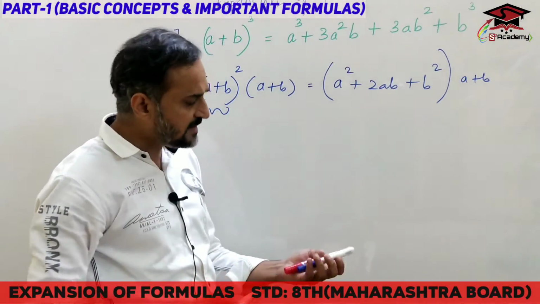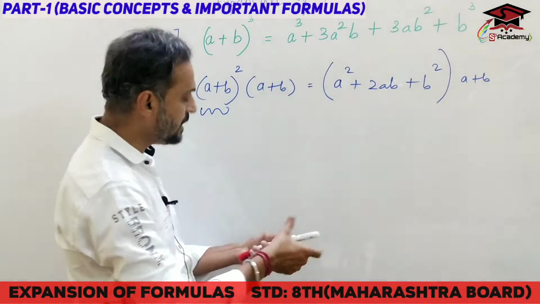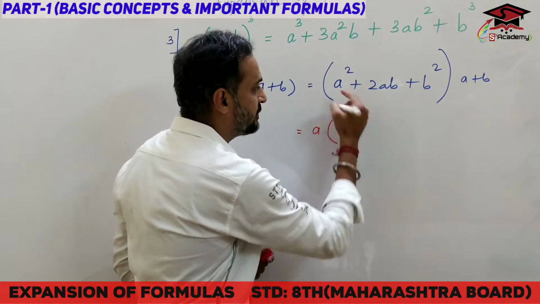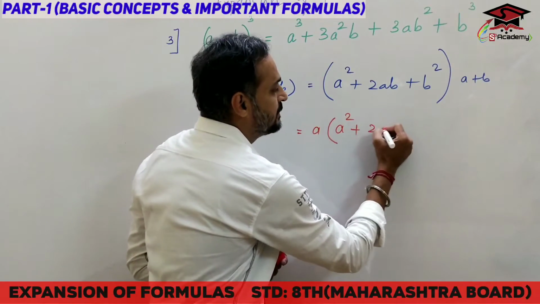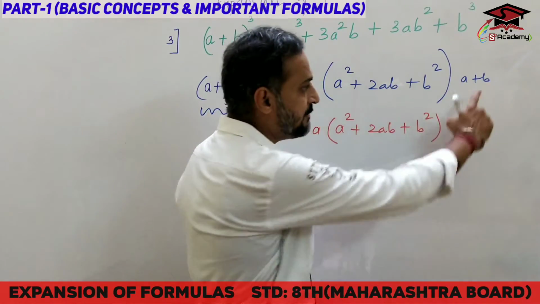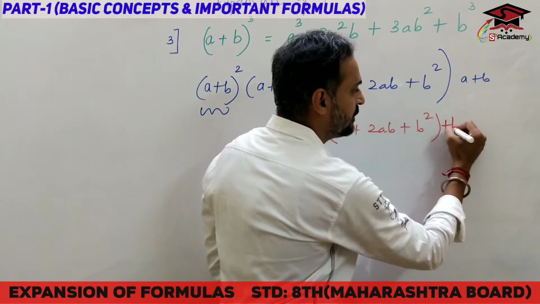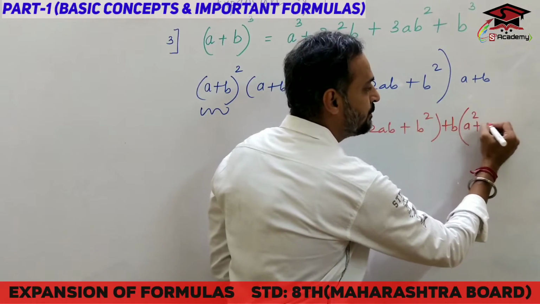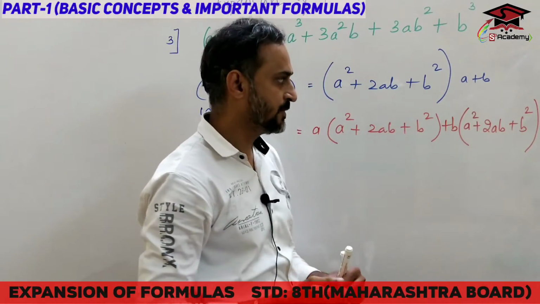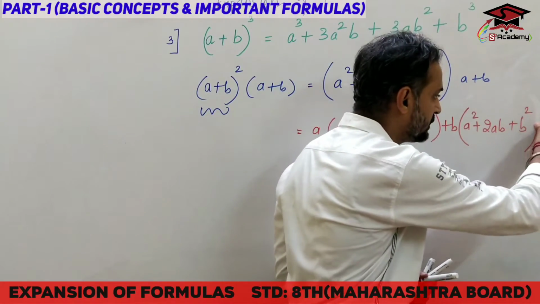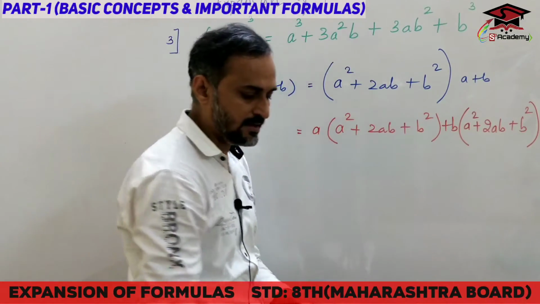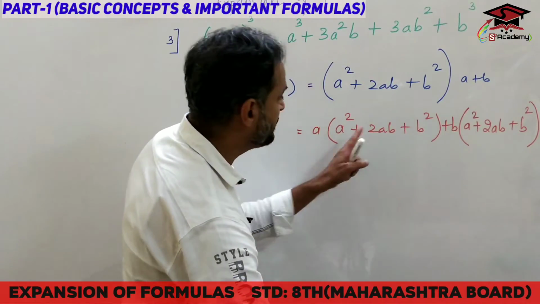Now same way, same method. First a, I'll use the red marker. This a with the bracket a square plus 2ab plus b square. Let me close the bracket over here. Same way, same method, plus b with the same bracket, a square plus 2ab plus b square. I'll close my bracket over here. Now same way, same method, what we will do students, we'll multiply this a with the bracket.